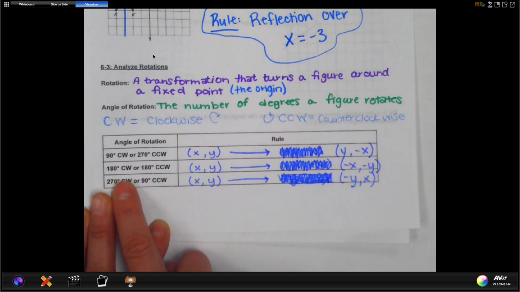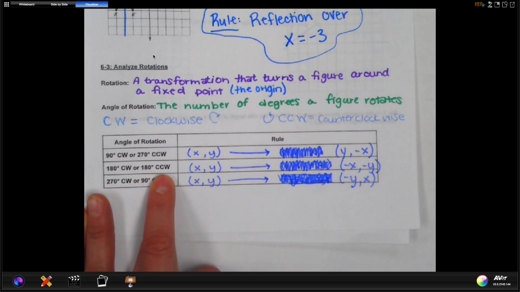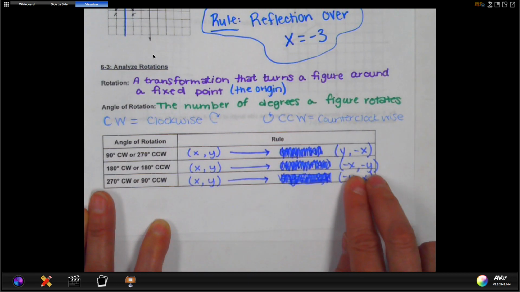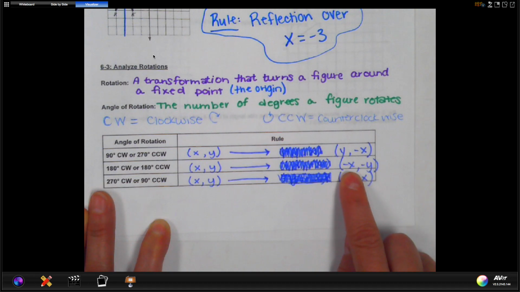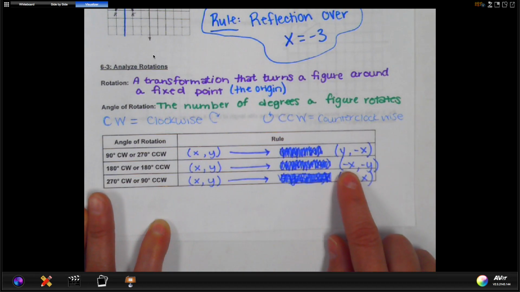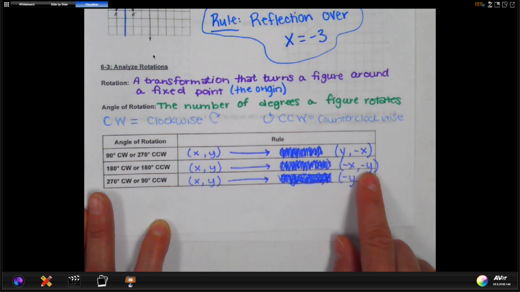To go 180 either way, it's actually the same. You start with a point (x, y) and simply make them opposite. Whatever x was, you make it opposite. In this case, they put it as a negative, but it really means opposite x, opposite y.